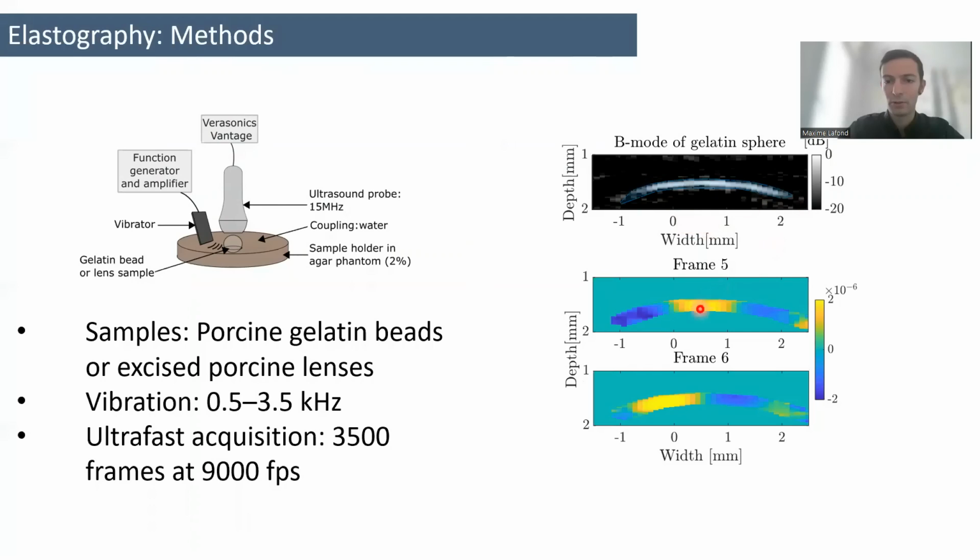By doing so, we can track shear waves propagating at the surface, like in this example where we can see 2 consecutive frames and can clearly see the displacement. The idea is to track those displacements for different frequencies from 0.5 to 3.5 kilohertz, assuming that as a function of frequency, those shear waves at the surface contain information on what's happening in deep layers.